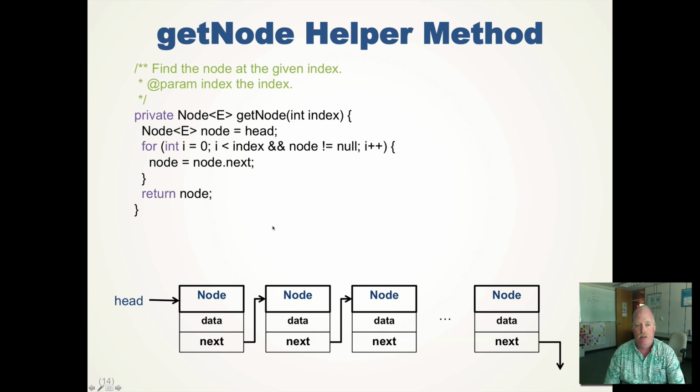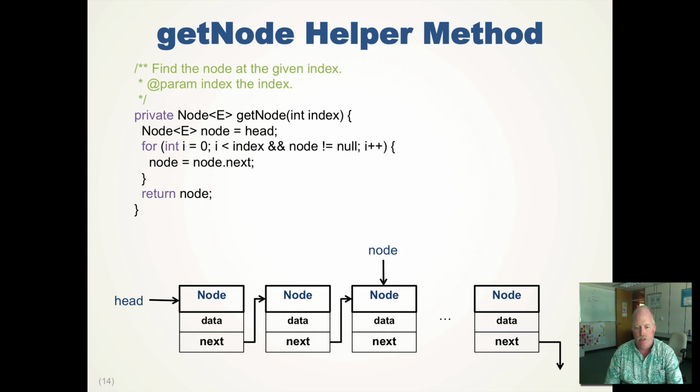The last helper method is the getNode, which traverses the list and returns the node at the given index, or null if index is greater than the size of the list. We set up a node that points to the head, and then we loop until we get to index, or we've gone off the end and node is null. So if the index is 0, we're there, we return node. If index is 1, we do the loop once, we're now here. If index is 1, we would then return this node.